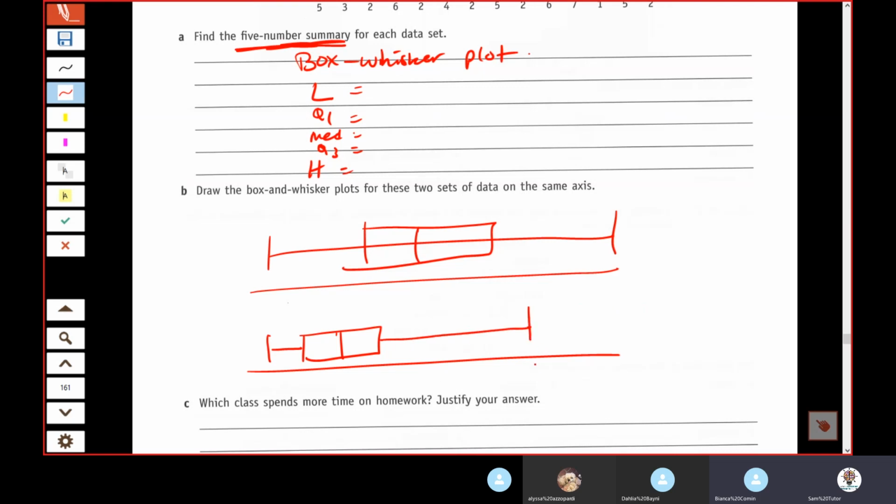The highest score in Class B was this. The highest score in Class A was this, and the lowest score in Class A was this. And I think you get the idea.